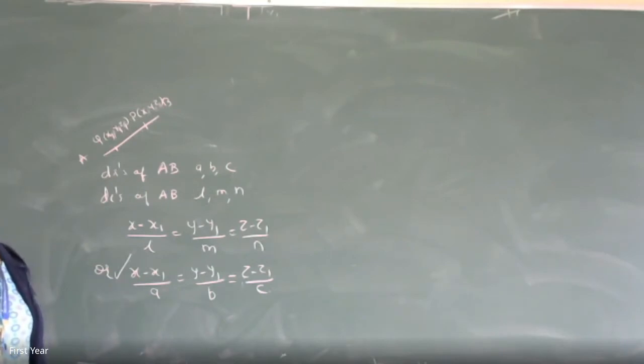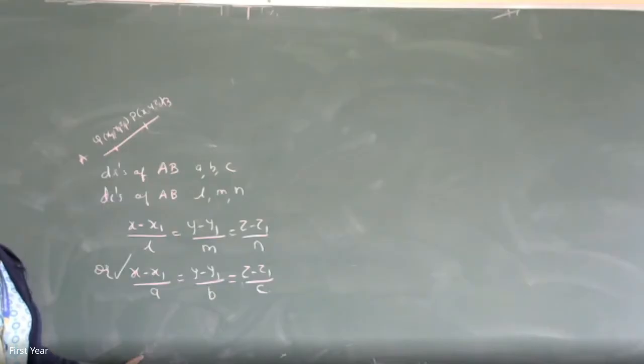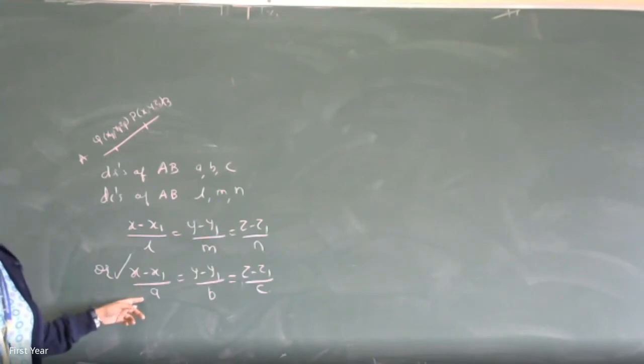Is it okay? We saw this yesterday at the end. Yes or no? Yes, ma'am. Actually, we got it from x minus 0 upon l or a is equal to y minus 0 upon b is equal to z minus 0 upon c, because 0, 0, 0 was the origin and x, y, z was a general point. Then we generalize it. If I know x1, y1, z1, any point, then this will be the equation of line in symmetrical form. Is it okay? Clear? So this we will require.